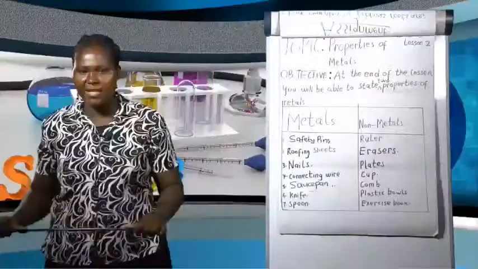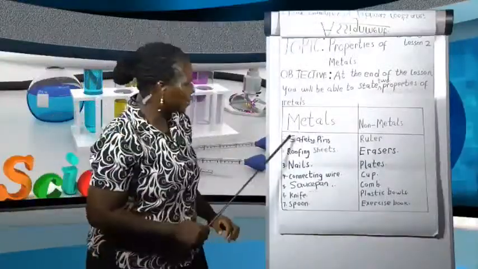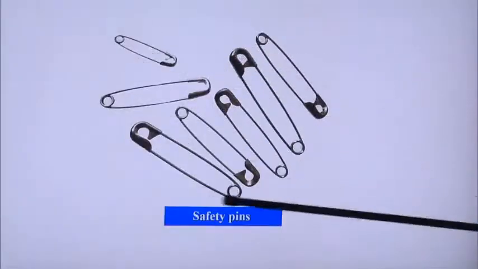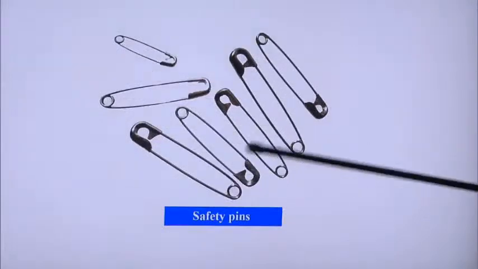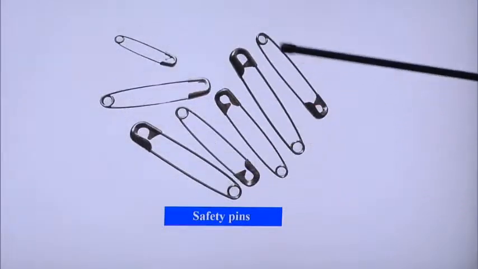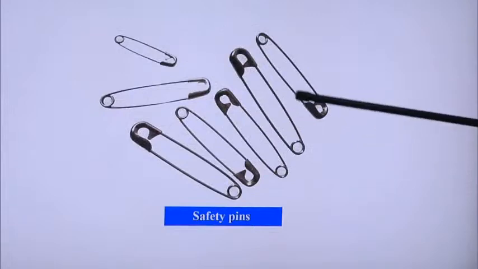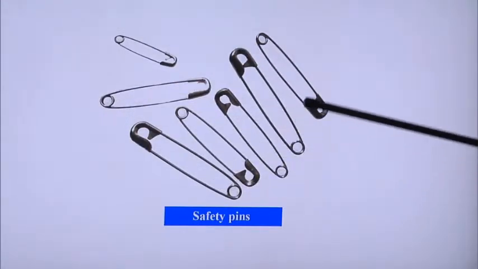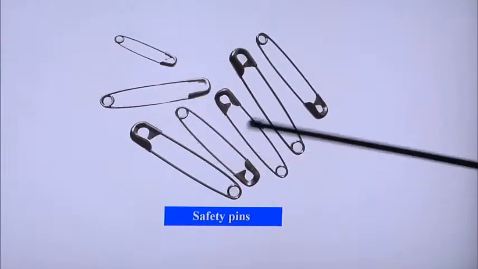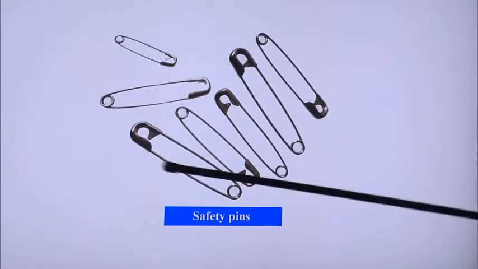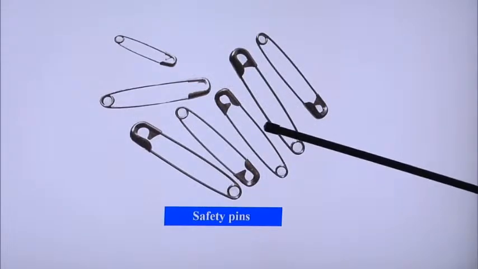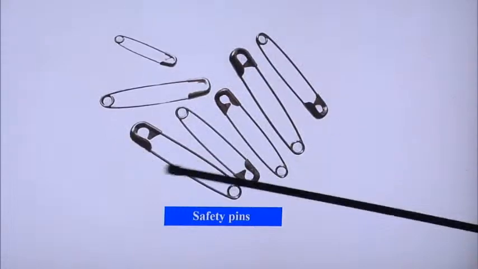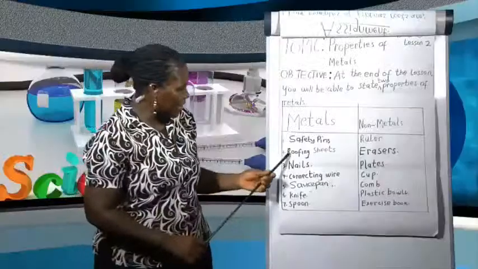Now let's look at them one after the other. The metals. The first one is what? Safety pins. Now we use them in our belts. If you go to some offices, they use it to join their papers together. So these are all made from metals. The safety pin, they are made from what? Metals. So when we group them, we'll group them under metals. Let's look at another one.